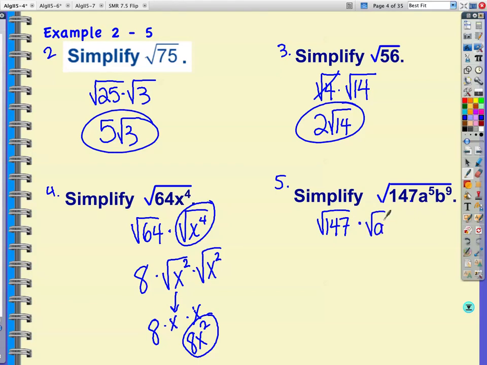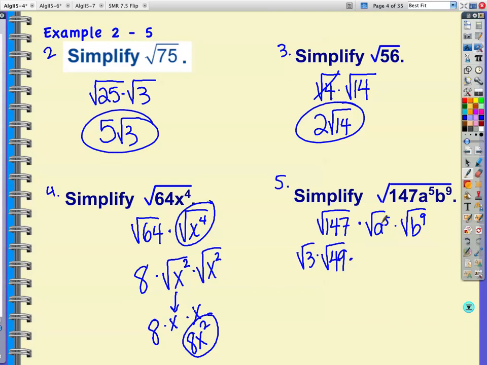Square root of a to the 5th, square root of b to the 9th. All right, I do believe 49 goes in here maybe 3 times? Maybe I should grab my calculator and do a quick double check. Let's see, 147 divided by 49. So I have square root 3 times square root 49. And if you don't know, you go to your calculator, you start dividing and say, hey, here's a perfect square number. Does 64 go into 147? Does 49? Does 36? You just keep trying until you get one.